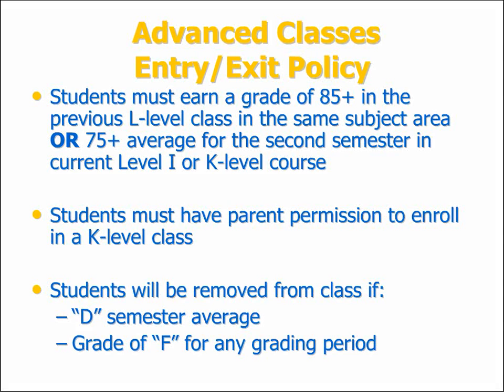Students must have parent permission to enroll in a K-level class, and students will be removed from the class if for any reason they earn a D semester average, and that is at least a 74 or below, or if they earn a grade of F for any grading period. And a grade of F is anything below a 70.